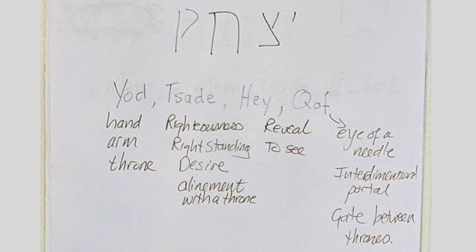Another name for that is right standing. It also talks about a desire. Let's put it also in alignment, right standing, with a throne.